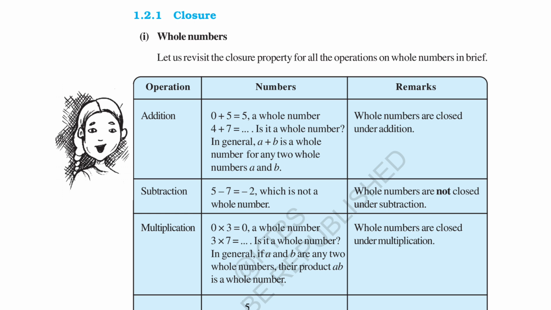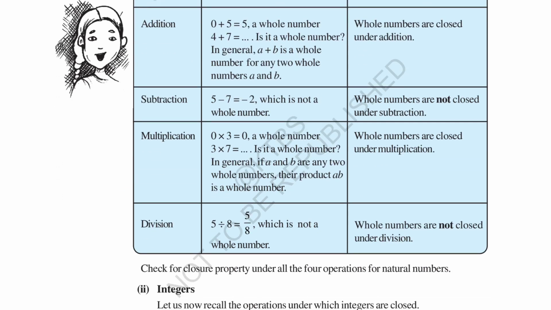Next, we can see whether the closure property is satisfied for subtraction or not. Here, we took the example 5 minus 7 is equal to minus 2. If we subtract 7 from 5, the answer is minus 2. But minus 2 is not a whole number because whole numbers are always positive numbers. That's why minus 2 is not a whole number. So what is the conclusion? The closure law is not satisfied for subtraction.